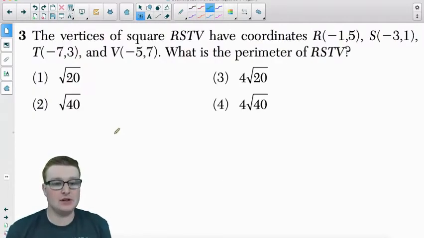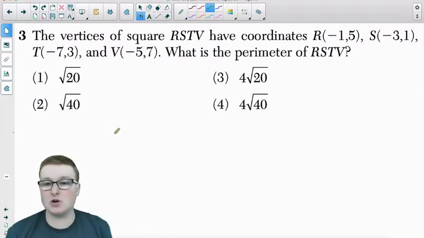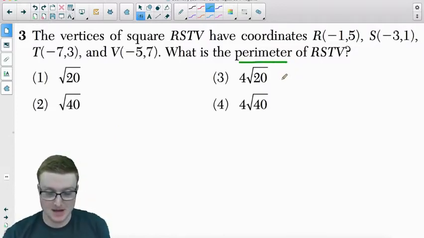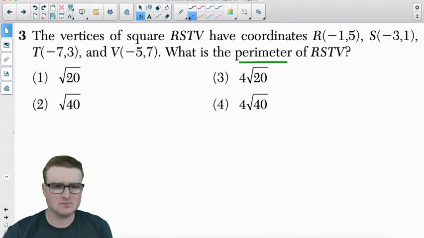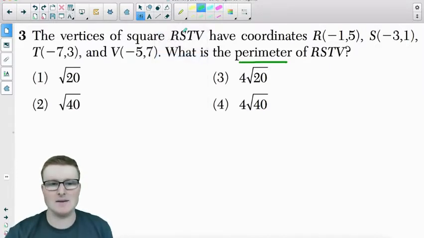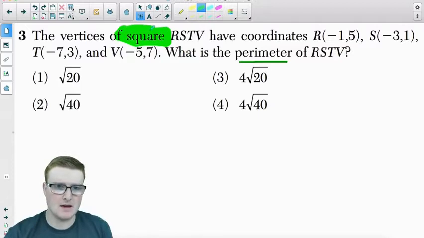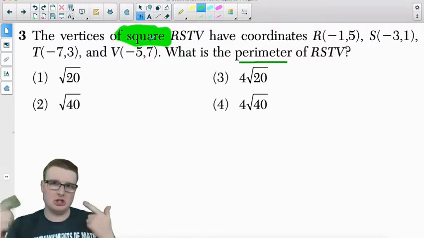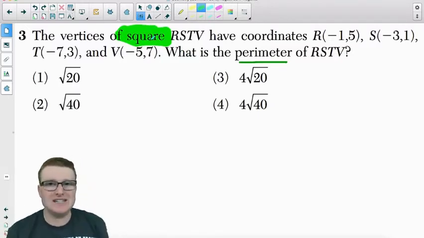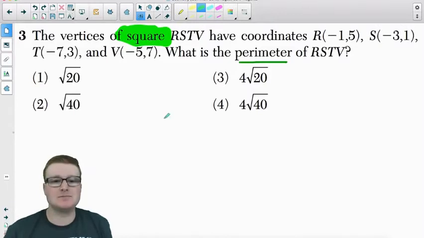Number 3, the vertices of square RSTV have the coordinates -1, 5, -3, 1, -7, 3, and -5, 7. What is the perimeter of RSTV? So here's the thing. You could actually save a lot of time on this question. What they really want you to do, and what should be jogging in your head right now, is do the distance formula 4 times, add them all up, and you get your perimeter. Because perimeter means adding up all the sides. But the problem is, well, it's not really a problem, but it's a square.